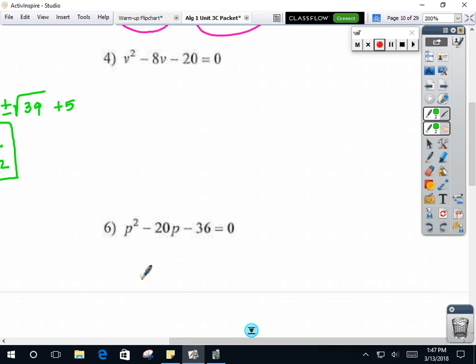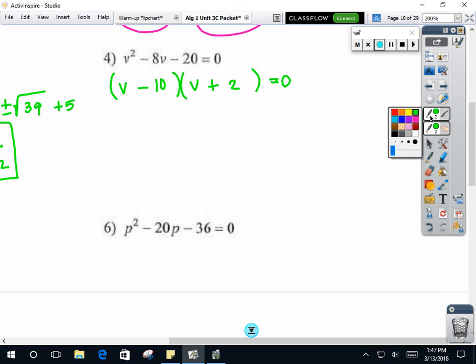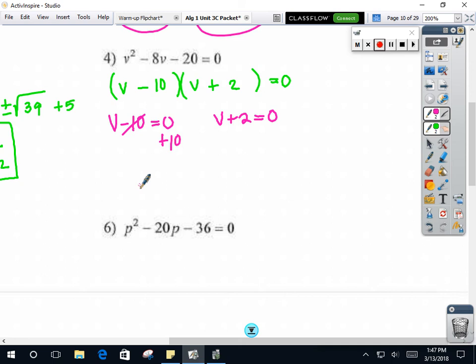Can this be factored? Are there two numbers that multiply to make a negative 20 and add to make a negative 8? I think there is. Let's see, it's definitely not 5 and 4. Yes, a negative 10 and a positive 2. Then at that point, you set them equal to 0. And you add the 10 over, and so one of your solutions is v equals positive 10, and the other solution after you subtract the 2 over will be v equals negative 2.